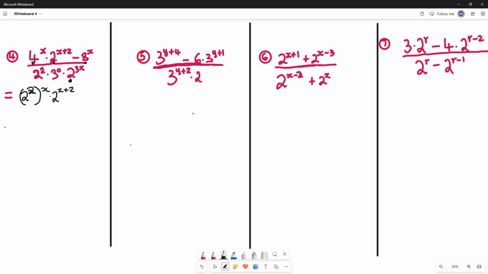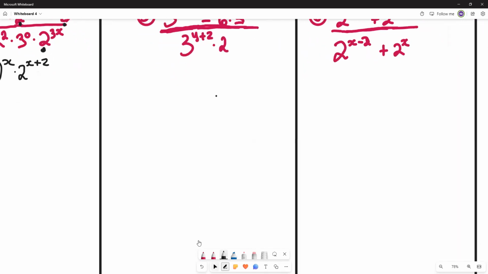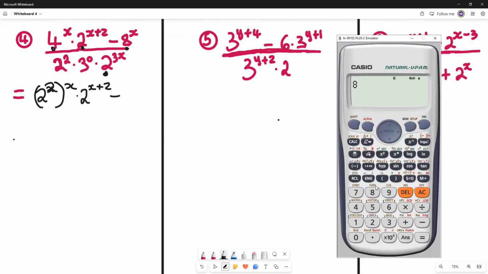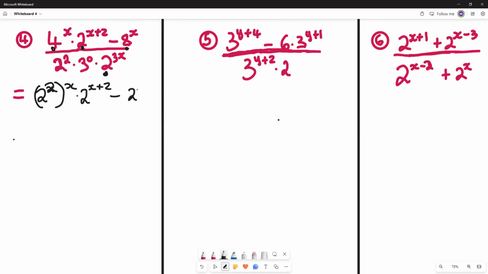Let's zoom in more, guys. And then we're going to have that minus here. Let's see what 8 turns into. We know that it turns into 2 to the power 3, but I'm just teaching you the method of getting them on a calculator. So you type your 8, equals, shift fact, which becomes 2 to the power 3, then x. Then at the bottom, you have 2 squared, you have the 3 to the power 0, you have that 2 to the power 3x. All right, and then you are going to simplify this.